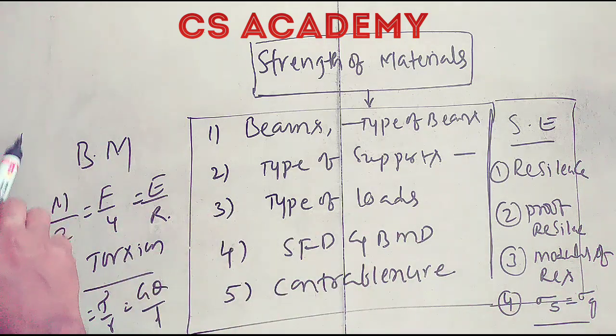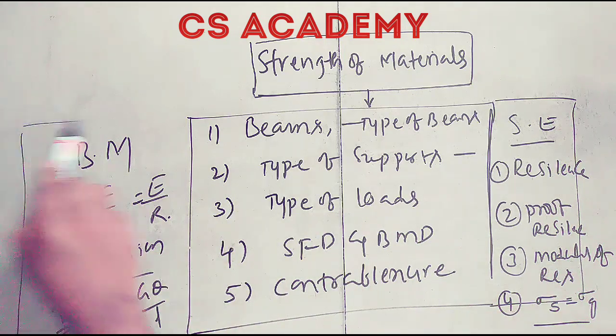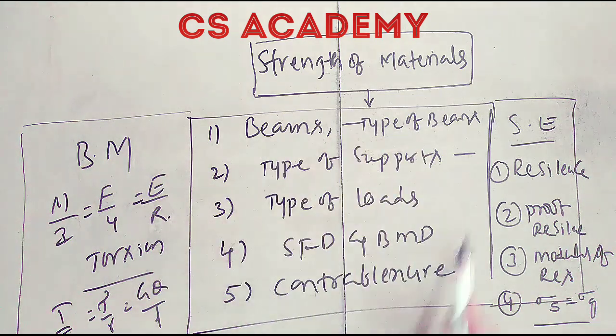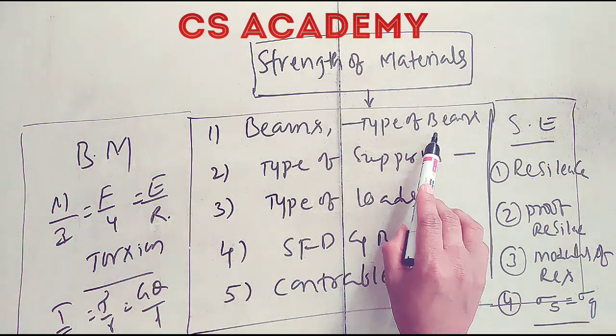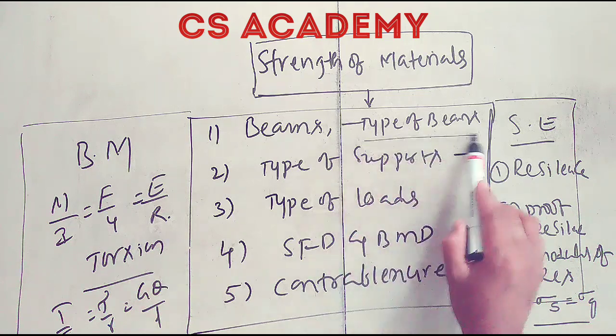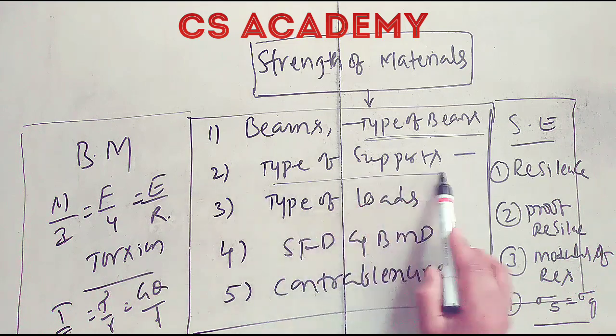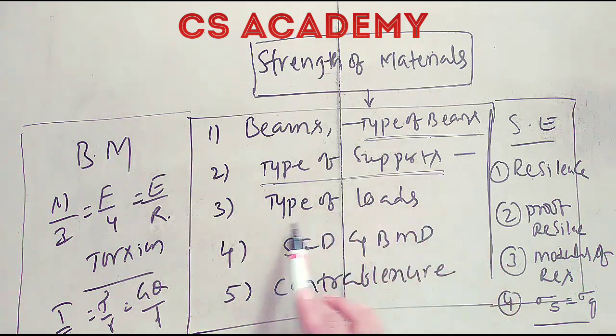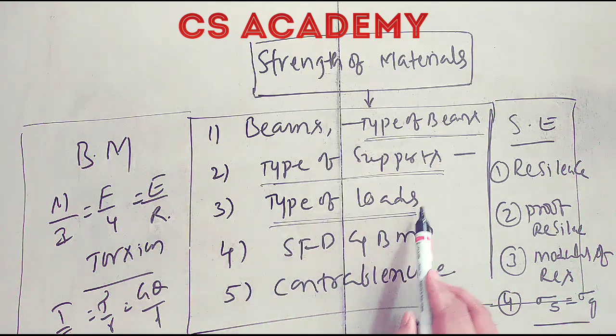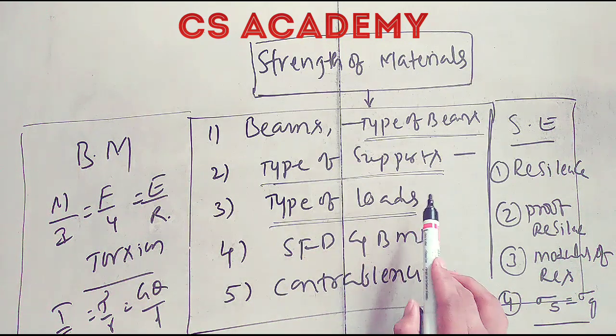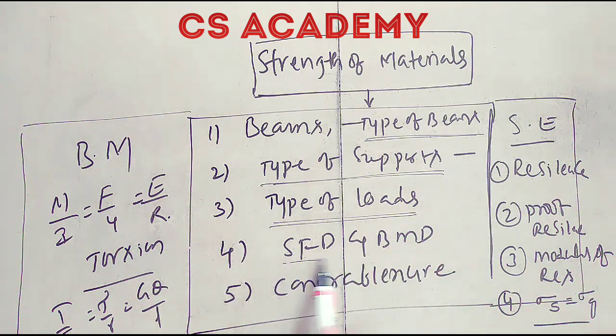Finally, in this class we will discuss the first topic. We are focusing on beams, and the types of beams we already discussed in the last class, followed by the types of supports. The different types of supports are roller support, hinge support and fixed support, followed by the types of loads. The types of loads are UDL, UVL and point load, and how they vary in the SFD and BMD diagram.